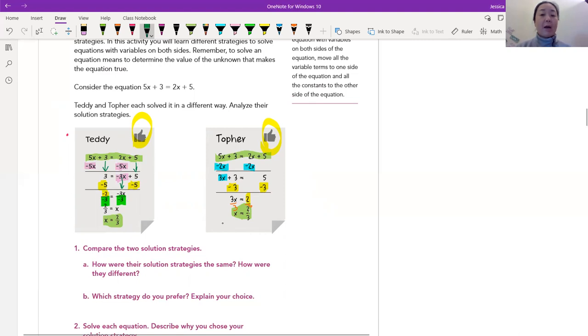So honestly, it does not matter. Do you want your X on the left or the right? Whatever way you want. For me, I would have maybe chosen to do Topher's way just because I don't have to deal with negatives. I try to avoid negatives like the plague. I'm just saying. So I would do Topher, and plus the X is on the left. So I would like that way, right?